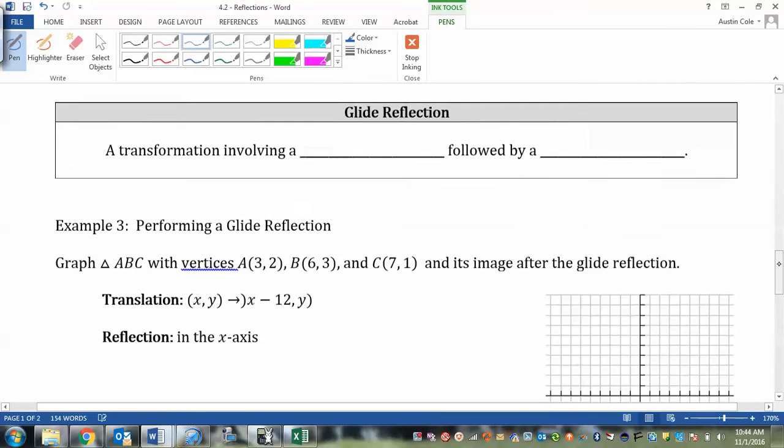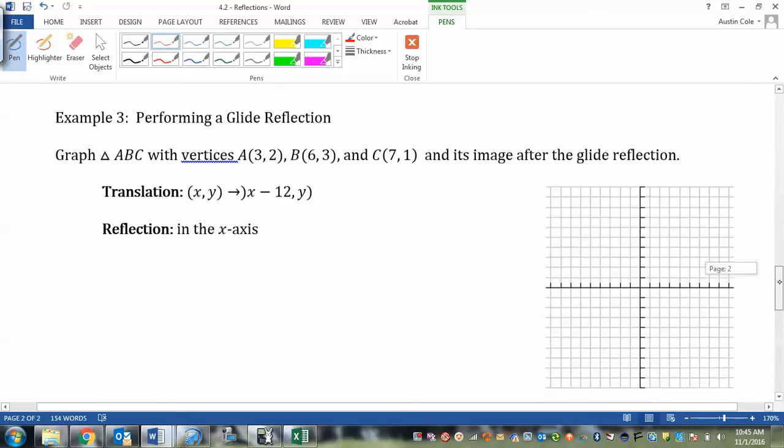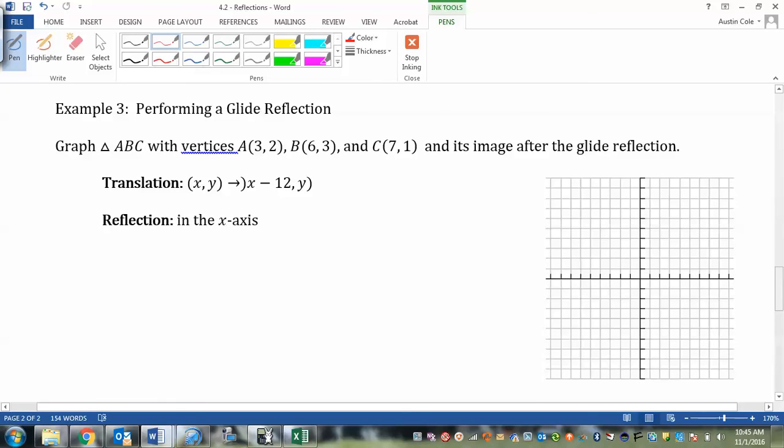Okay, top of the next page. Talking about a glide reflection. Glide rhymes with slide, right? So all we're going to do is slide it, or have a translation. So it's a transformation involving a translation followed by a reflection. So we're going to slide it first, then reflect it. So here it says, graph triangle ABC with the vertices and its image after the glide reflection. So let's graph those, ABC here.